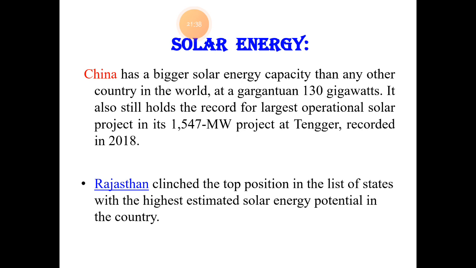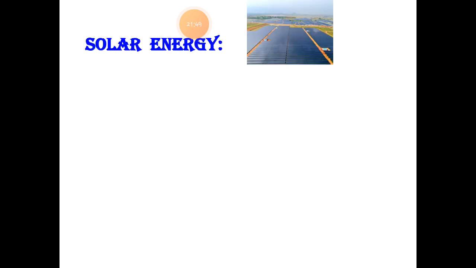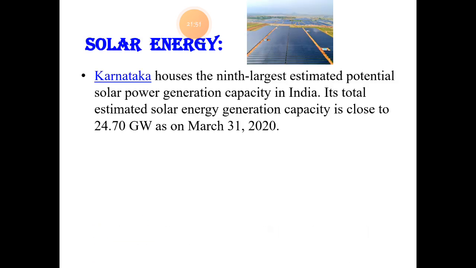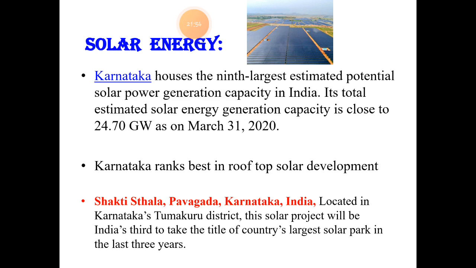Rooftop solar energy is widely used in Karnataka, and it is the best practice that we follow. Shakti Sthala of Pavagada, which you can see here in the picture above, is located in Tumkur and has India's third largest solar park.